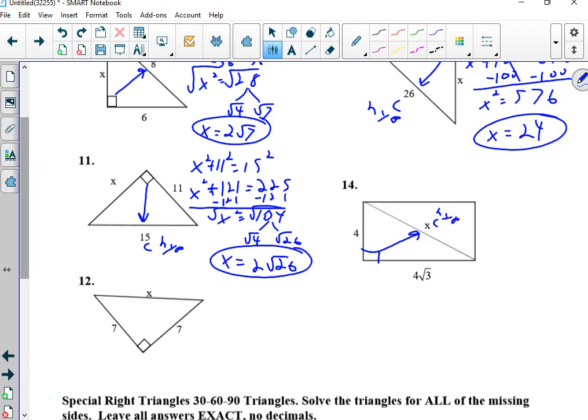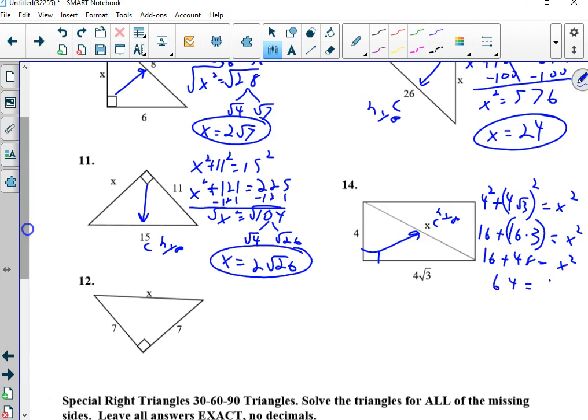Okay, 2 ways to do number 14. The directions say do Pythagorean theorem, so you must do that. 4 squared plus 4 radical 3, careful here, equals x squared. You've got to put the 4 radical 3 in parentheses. So that gives us 16 plus 16 times 3. Remember, radical 3 times radical 3 is 3. Equals x squared. So that's 16 plus 48, and that's 64. And the square root of that is 8.